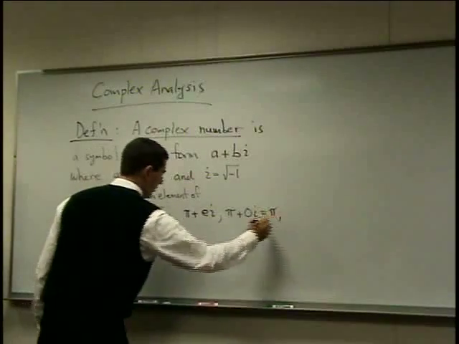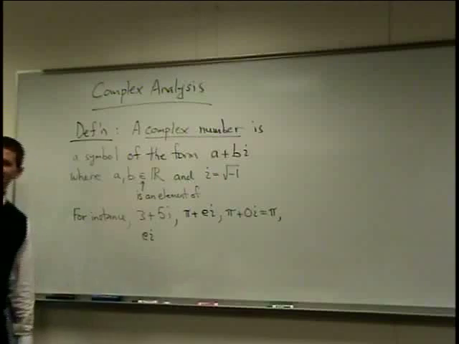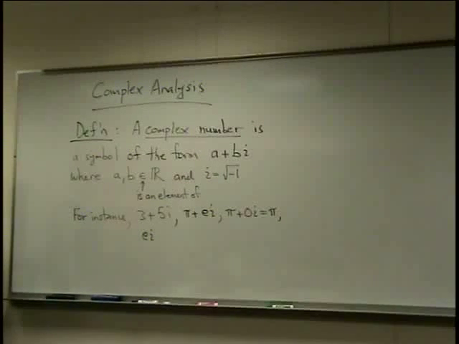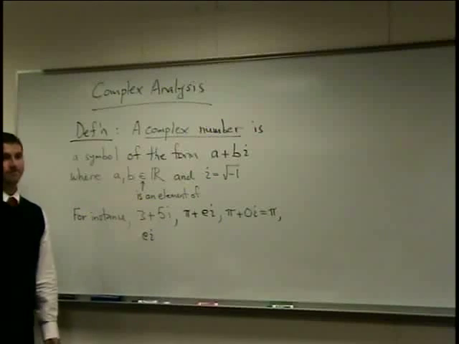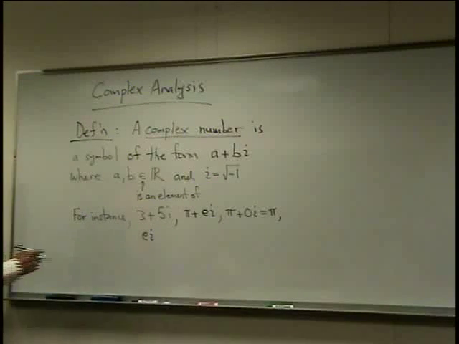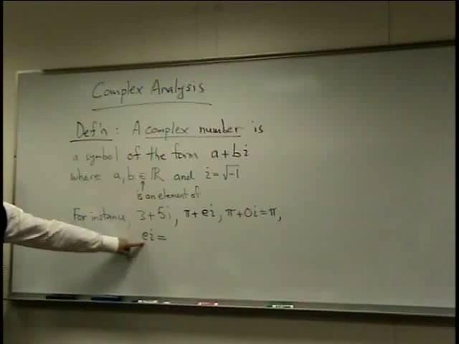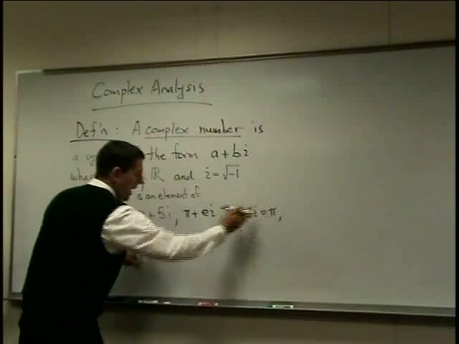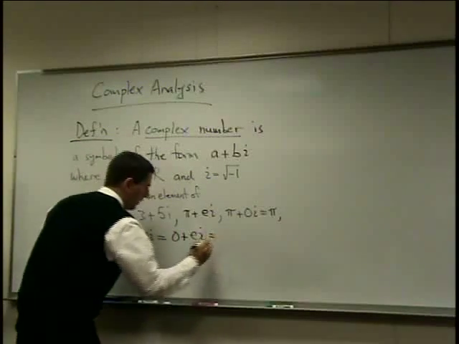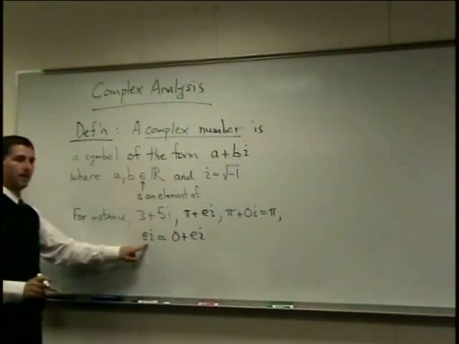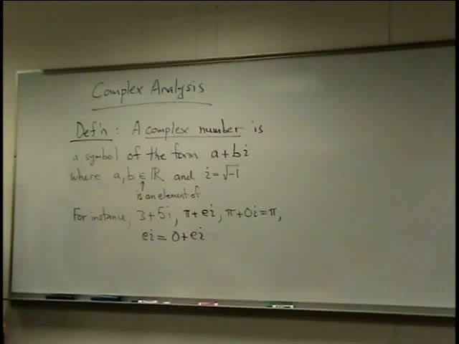Of course, I can also play the same game on the other side and write ei. And of course, this one, we have the same problem as when we just had pi, right? This isn't quite right. You have to write this as 0 plus ei, but we identify, right, with ei. Okay, so we don't have to write this as 0.